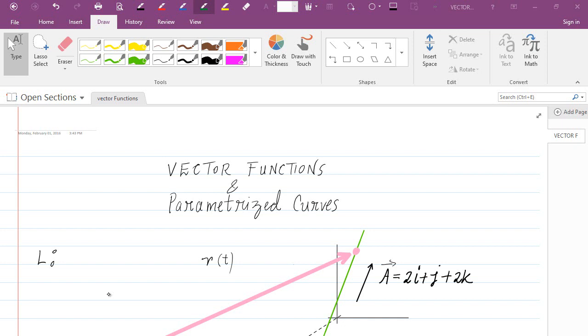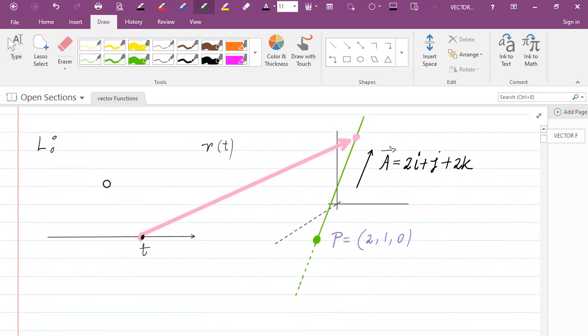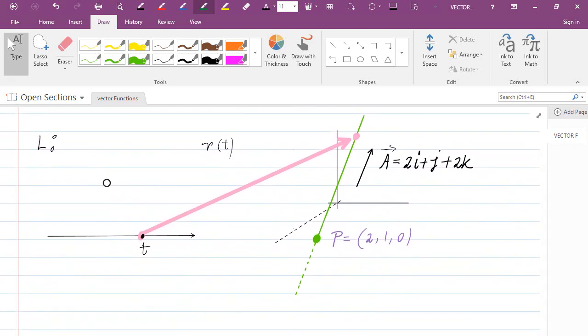Welcome. Today we will be looking at vector functions and parameterized curves. Let's first recall how we parameterized a given straight line. So here, let's say I have a straight line in green that passes through the point P, and that is parallel to a given vector A.